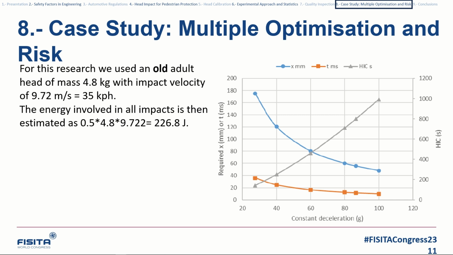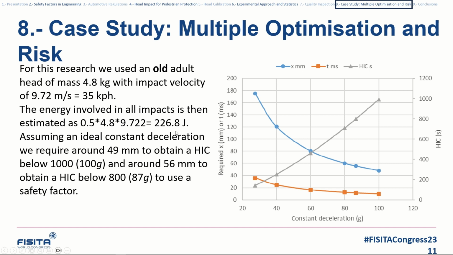If we make an assumption of constant deceleration, we can check what is the minimal displacement as a function of constant acceleration, the impact time and the head injury criteria. In order to have an 800 head injury criteria, we will need an acceleration of 80 something g's. In order to obtain below 1000 HIC, we need 100 g and 49 millimeters, but to obtain head injury criteria below 800, we'll need 87 g and 56 millimeters. This is considering that we are able to do a constant deceleration, which is very difficult to achieve.